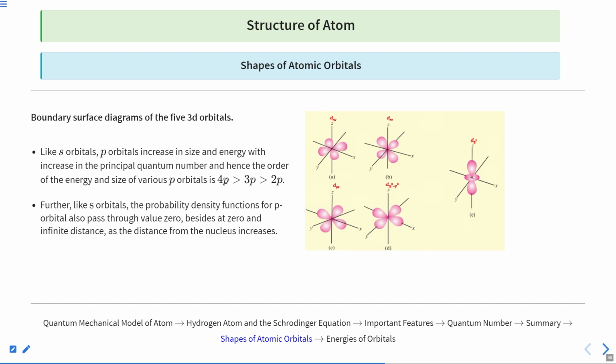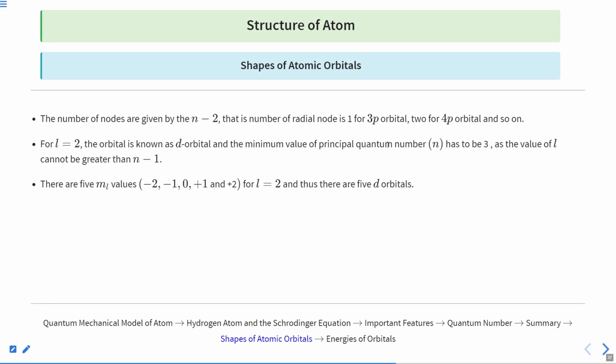So hence the order of size and energy is 4p, then 3p, and then 2p. It means 4p has the greater size and greater energy, then comes 3p, and then 2p. Further, like the s orbital, the probability of electron density also passes through zero. So here you can see a node is present. If you talk about 3d, then two nodes are present here because the electron density is 0. Clear? The number of nodes is given by n minus 2. Got it?